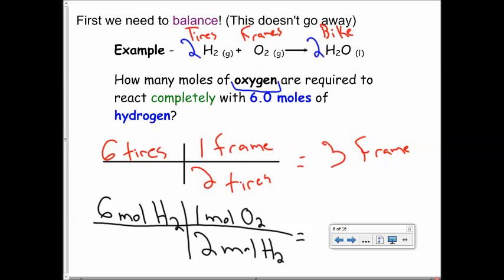Then we go through and get an answer, and here, look at that. We end up with 3 moles of O2 would be required. Does that bike analogy help? I mean, does that help and make sense? Yeah. Kinda, sorta, I don't know. I felt like I would try it out. But it's really the same thing. You're doing a 2-to-1 ratio.